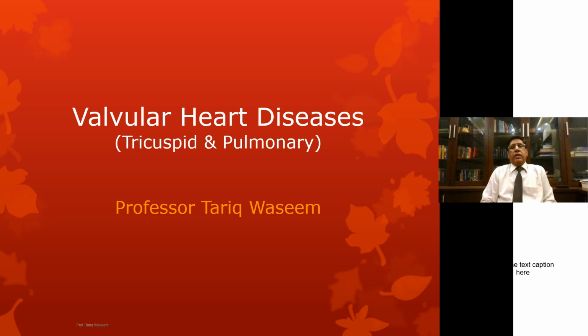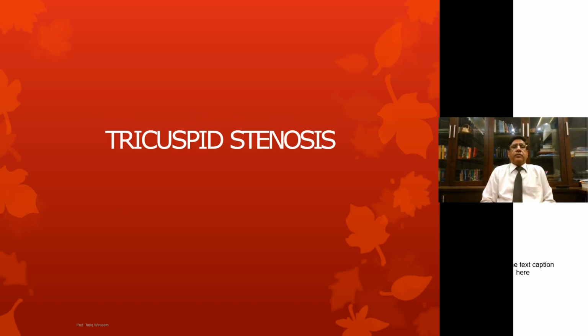And then in the end, we'll be summarizing the two major valvular lesions, mainly the aortic valve and the mitral valve, and we'll have a comparison of their symptomatology and their investigations, so that it is well understood by each and every student of us.